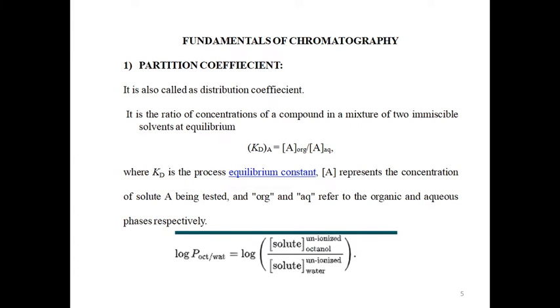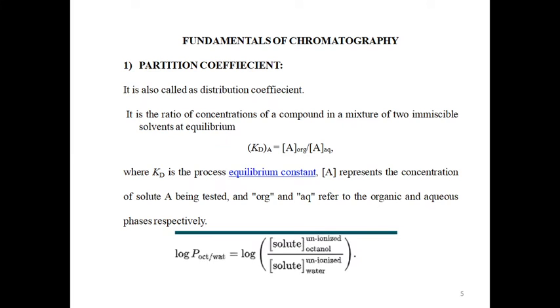Before even getting into what those methods are, we have to understand certain fundamentals of chromatography. The first fundamental is called the partition coefficient. This is also called the distribution coefficient. It is the ratio of the concentration of a compound in a mixture of two immiscible solvents at equilibrium. Now, the two solvents can be an organic solvent and an aqueous solvent.